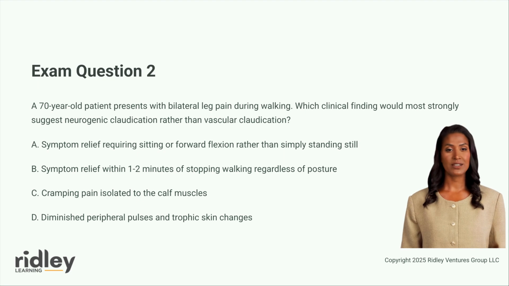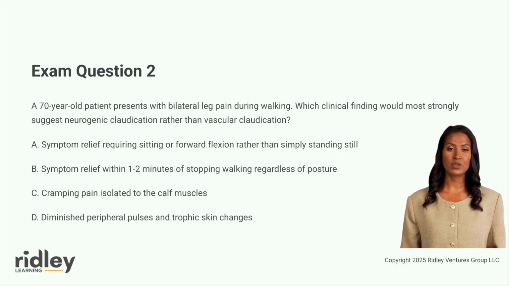Question 2. A 70-year-old patient presents with bilateral leg pain during walking. Which clinical finding would most strongly suggest neurogenic claudication rather than vascular claudication? The correct answer is A, symptom relief requiring sitting or forward flexion rather than simply standing still.